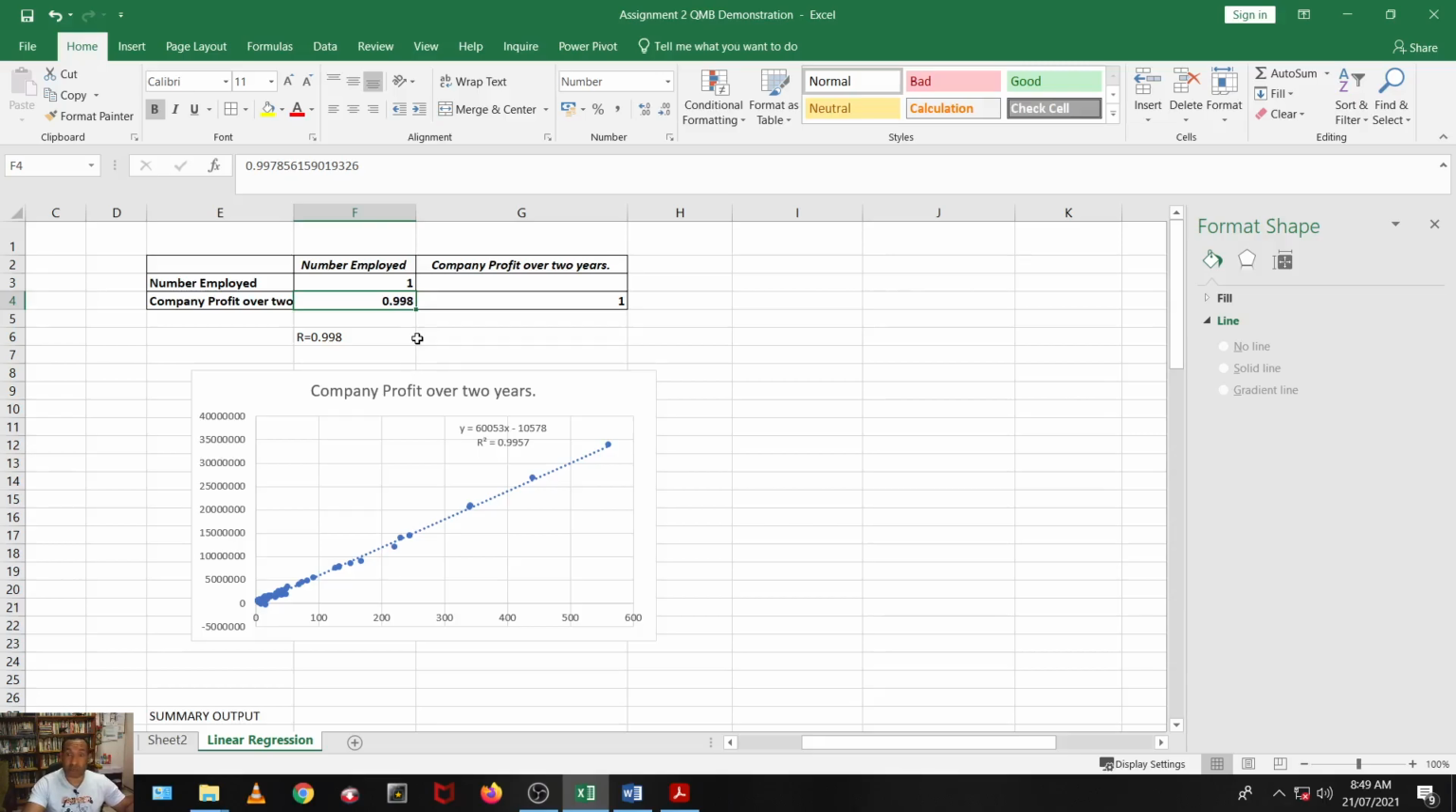companies that were surveyed. That means that the profits generated by the company in our sample can be explained almost completely by the number of full-time employees and in a perfect positive linear relationship. So that's the interpretation of the coefficient of correlation.